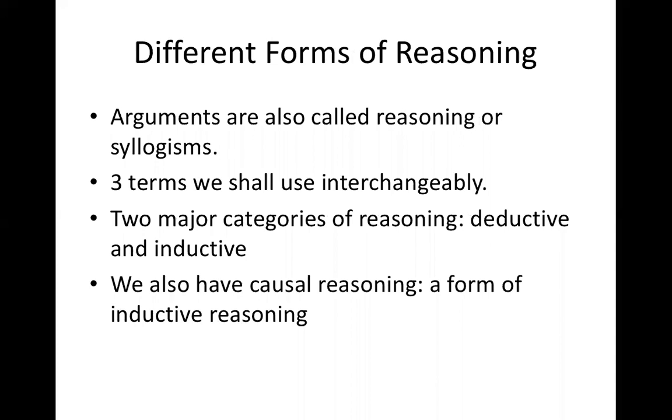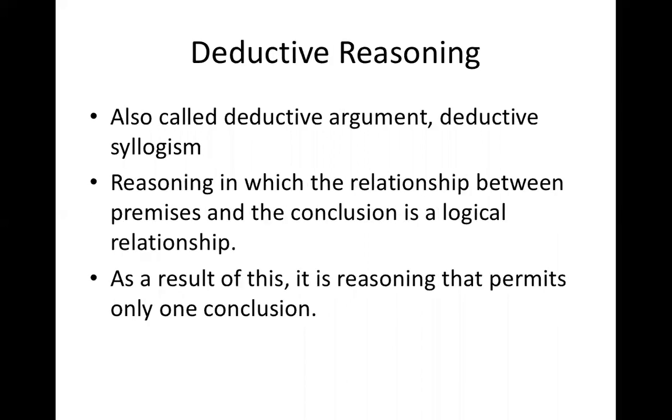Different forms of reasoning. Arguments are also called reasoning or syllogisms. So these are three terms we use interchangeably. There are two major categories of reasoning. We have deductive and inductive. I mentioned it before. We also have causal reasoning, but it is a form of inductive reasoning. Now, deductive reasoning is also called deductive argument, deductive syllogism. Like I said, the three terms are used interchangeably: reasoning, argument, syllogism.